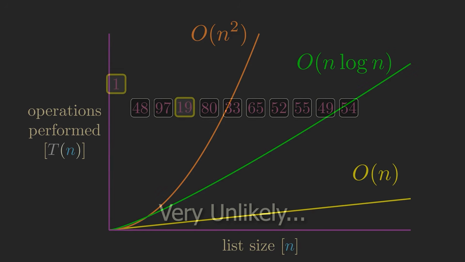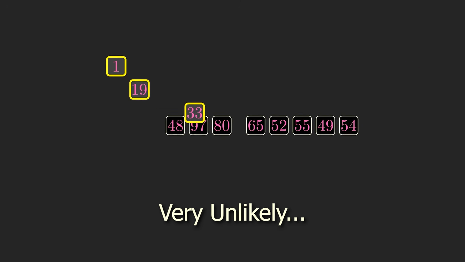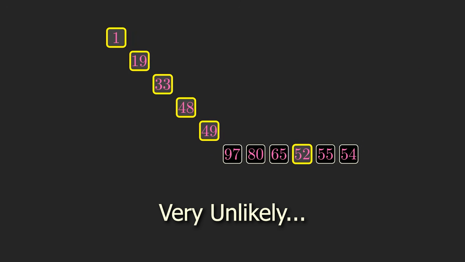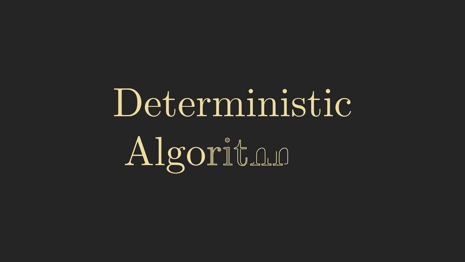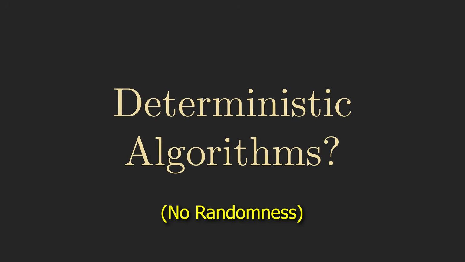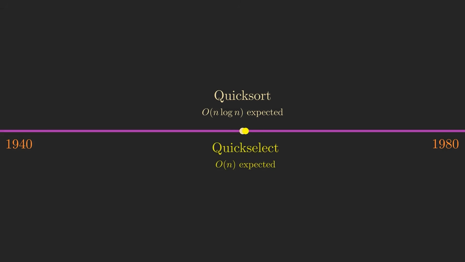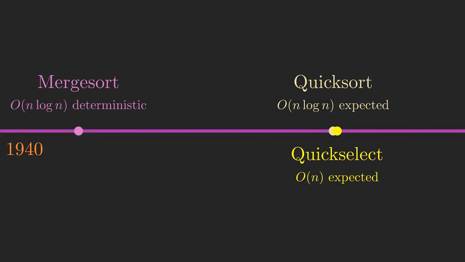Now, it's exceedingly unlikely that this would actually happen with randomly chosen pivots, but it begs the question of whether there could be deterministic algorithms for the same task. That is, algorithms that do not use any randomness whatsoever. When Quicksort and Quickselect were published, we actually did already have deterministic algorithms for sorting, such as merge sort, that run in O of n log n time no matter what, even in the worst case.